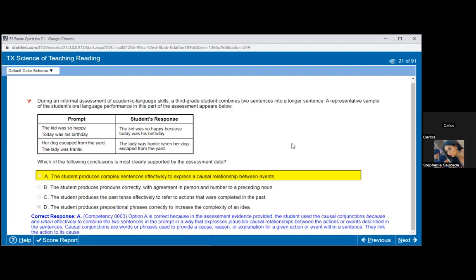Events described in the sentences. Causal conjunctions are words or phrases used to provide a cause, reason, or explanation for a given action within the sentence. They link action to the cause. So write that down on your standards. We have coordinating conjunctions, and we have different conjunctions that we utilize within a sentence, and they do different things, right? For language.